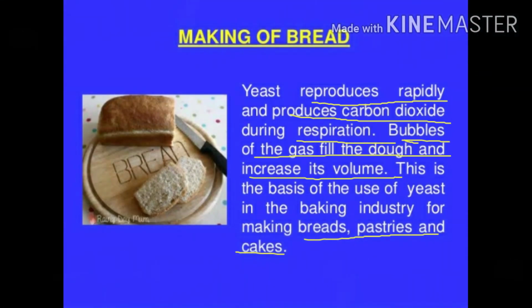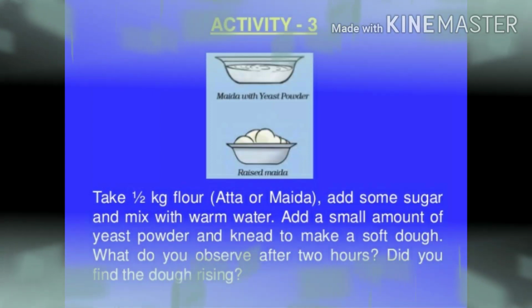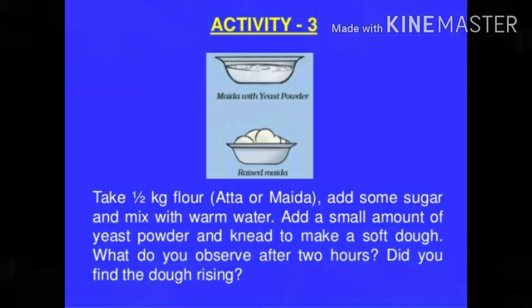Next, third activity: take half kg flour, add some sugar and mix with warm water. Add a small amount of yeast powder and knead to make a soft dough. What do you observe after 2 hours? Did you find the dough rising? Here we can see raised dough.